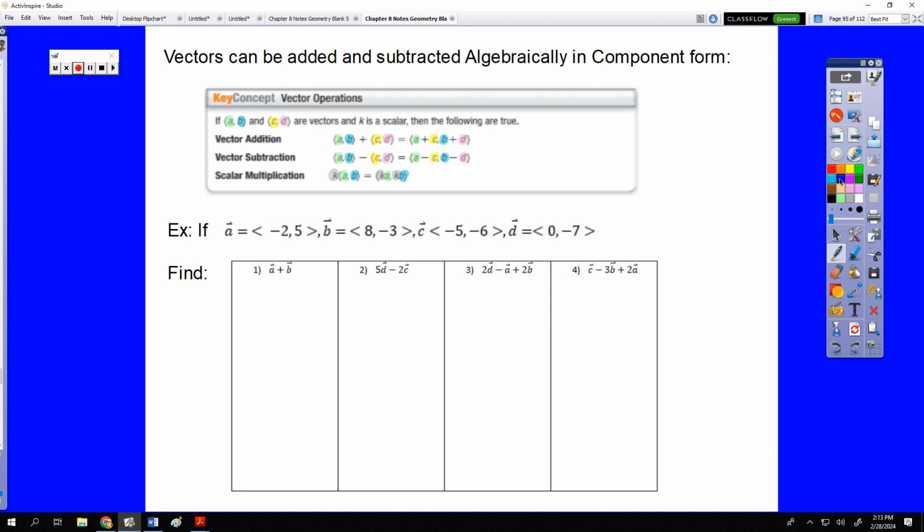On number 1, we're asked to find vector A plus vector B. So vector A is negative 2, 5. Vector B is 8, negative 3. So we are going to add negative 2 and 8 together and add 5 and negative 3 together. So our answer would be 6, 2.